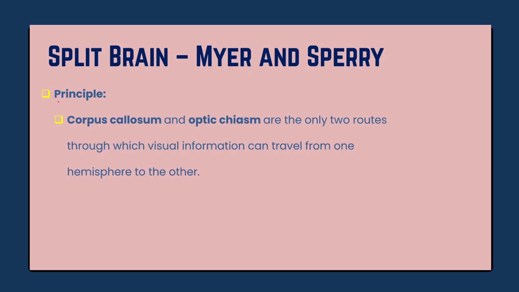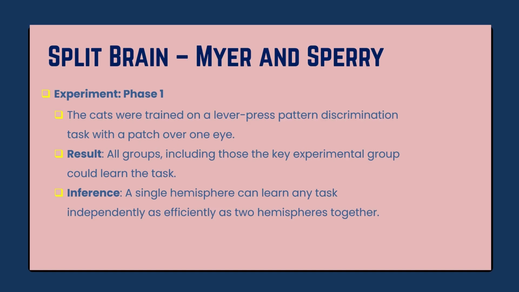What was the principle they were using in their experiment? They were using the fact that corpus callosum and optic chiasm are the only two routes through which visual information can travel from one hemisphere to the other. We have a lot of commissures crisscrossing, we have learnt, but here what they are concerned with is visual information, and their principle says corpus callosum and optic chiasm are the only two routes through which visual information can travel from one hemisphere to the other. Let's look at the actual experimental procedure now.